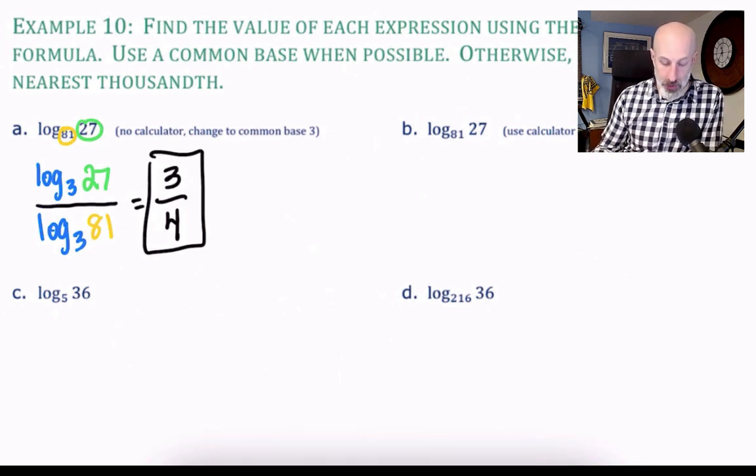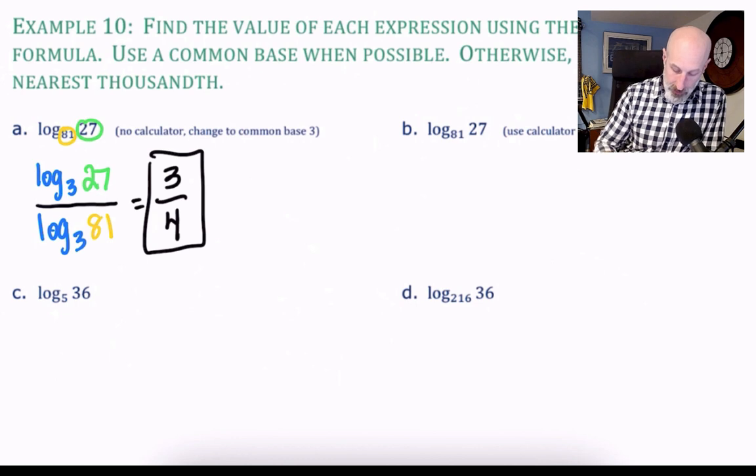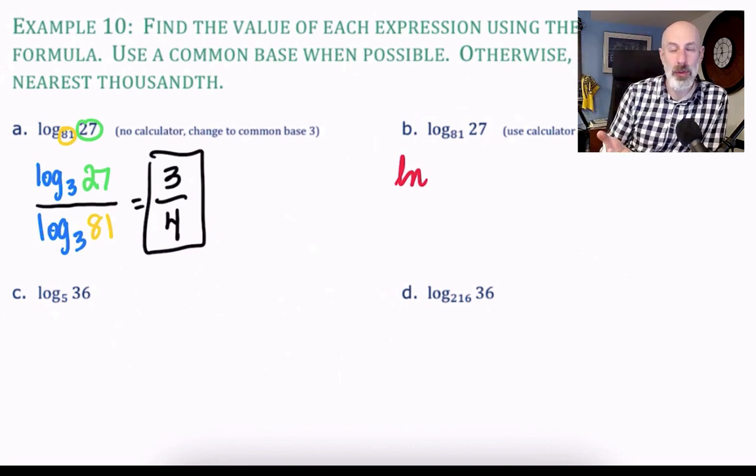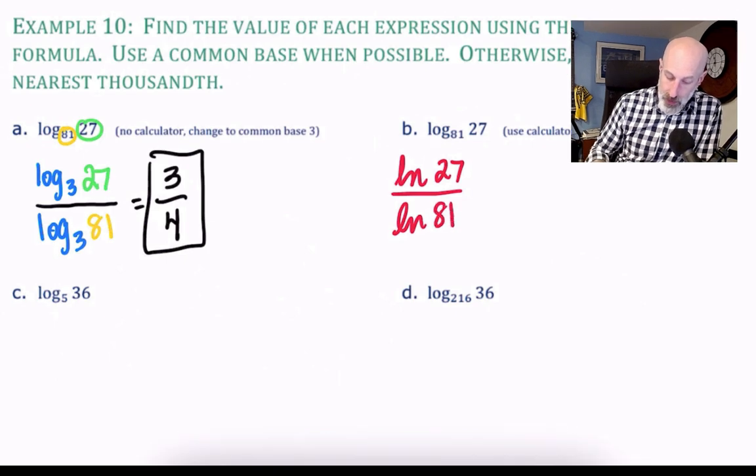Now, if I want to use a calculator, it probably makes more sense to change these into either natural logs or common logs. I think most students like to write log because it looks more familiar. I like natural log because it's one less letter. But the natural log of 27 over the natural log of 81.